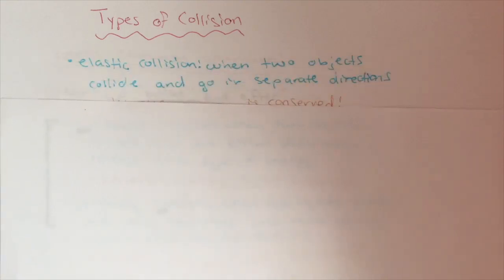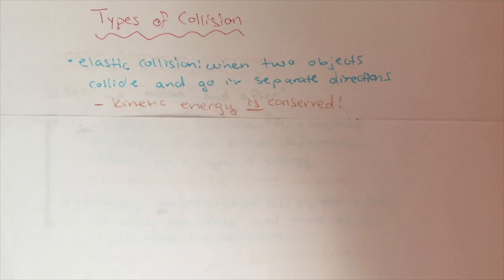Okay, so now that we know momentum deals with collision, let's look at the different types of collisions there can be. So the first one is an elastic collision, which is when two objects collide and go in separate directions. In this kind of collision, kinetic energy is conserved.